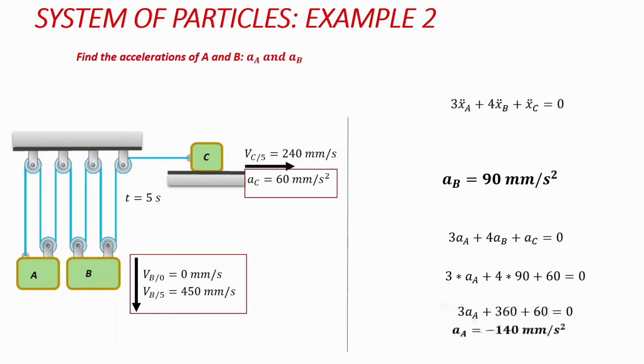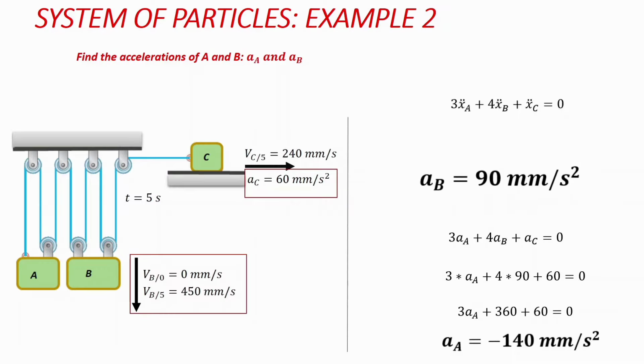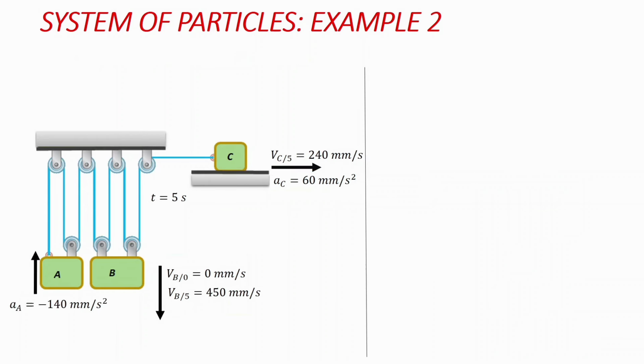And we can simplify this to get the value of acceleration of particle A to be minus 140 millimeters per second squared. The negative sign there informs us that block A is accelerated and is moving upwards. That's moving towards the system.